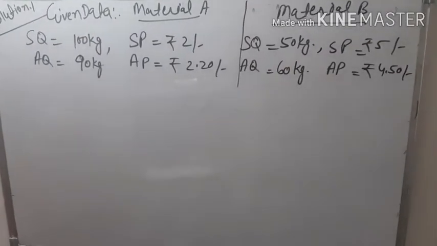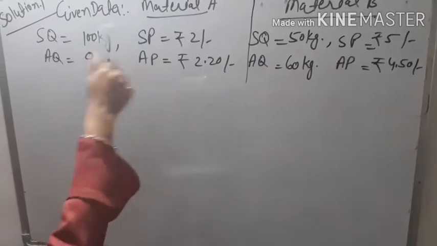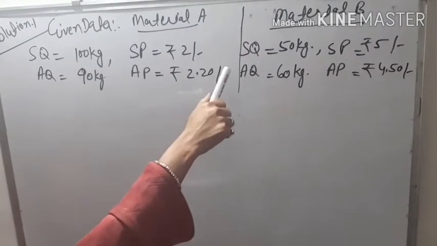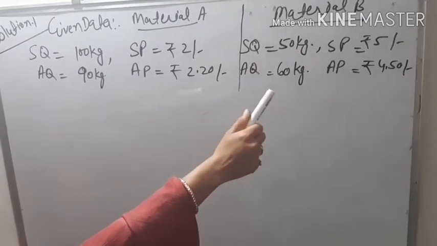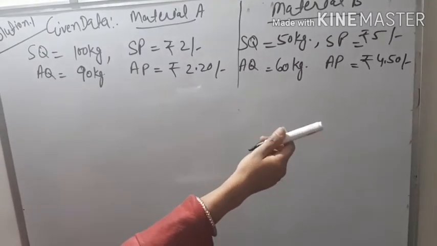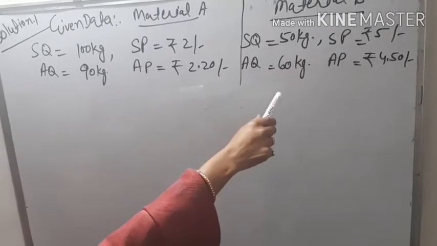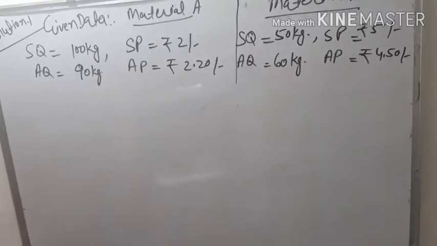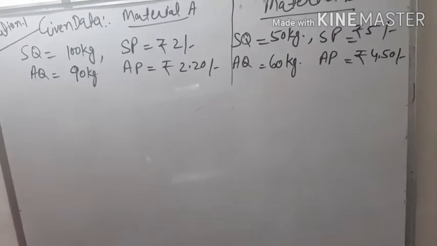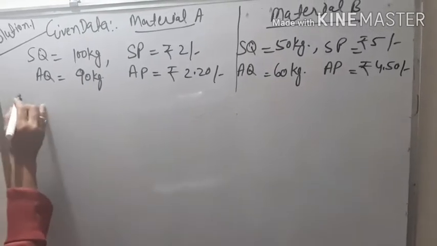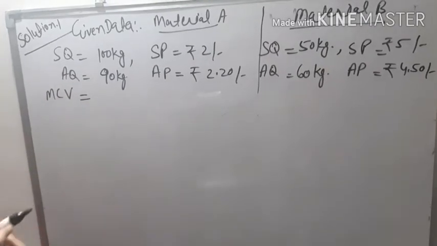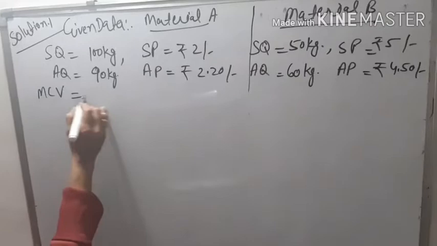As per the question, the given data is for material A, standard quantity 100 kg, standard price rupees 2, actual quantity 90 kg, actual price 2.20 rupees per unit. For material B, standard quantity 50 kg, standard price rupees 5 per kilogram, and actual quantity 60 kg and actual price rupees 4.50 per kg. And now there is more than one material used, so first we will calculate, as before, material cost variance, but for both materials separately.